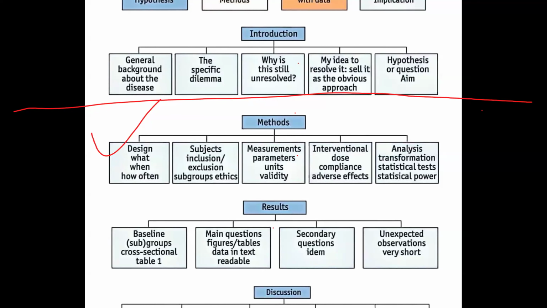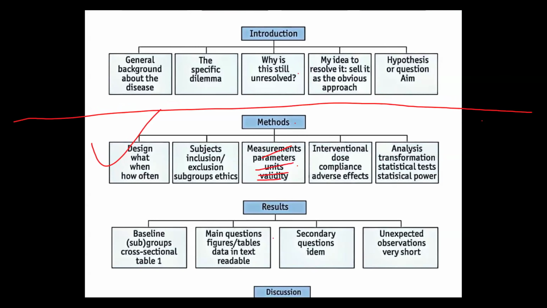Financial inclusion is more like a concept. It's very broad. When you say people are financially included, what do you actually mean? You find that there are so many measurements that we are using, measures and parameters to measure financial inclusion. You have to tell us the measures that you are going to choose to use in this study. And you give us the interventional dose, compliance, adverse effect as well.